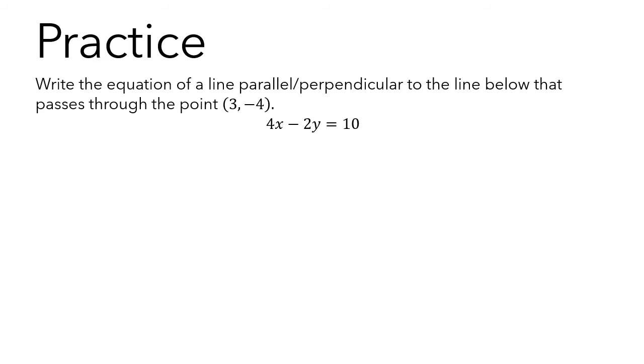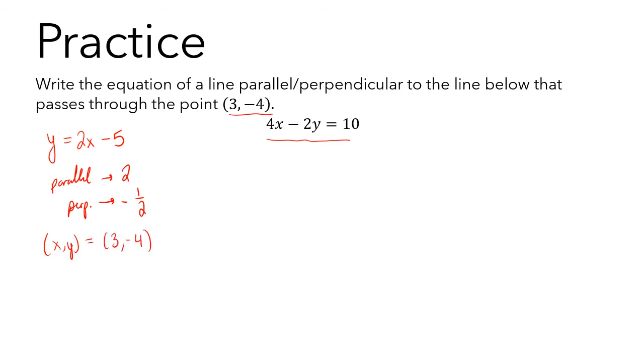We're going to write the new equation that's parallel or perpendicular to this one and passes through the point (3, negative 4). So our original equation written in slope-intercept form is y equals 2x minus 5. And then the parallel slope we said was 2, and the perpendicular slope is negative 1/2. Now your point here, and I'm going to label it x comma y, is (3, negative 4). I'm going to write out the slope-intercept form of an equation, y equals mx plus b. I don't know b, but I know everything else. I know the slope, and I know x and y because that's this point right here.